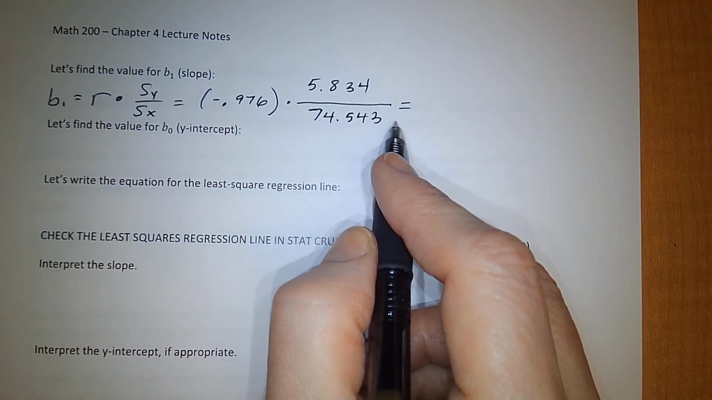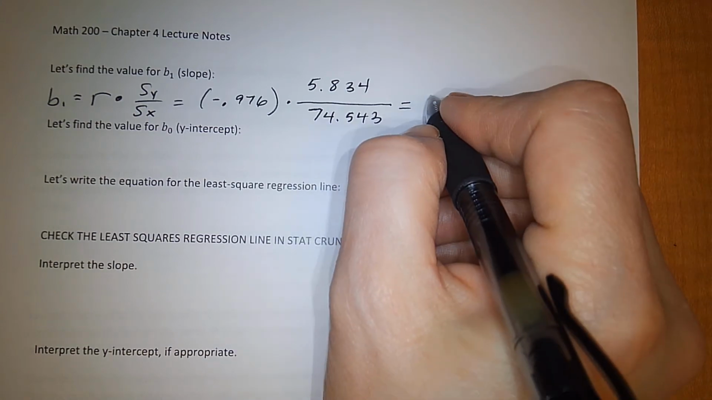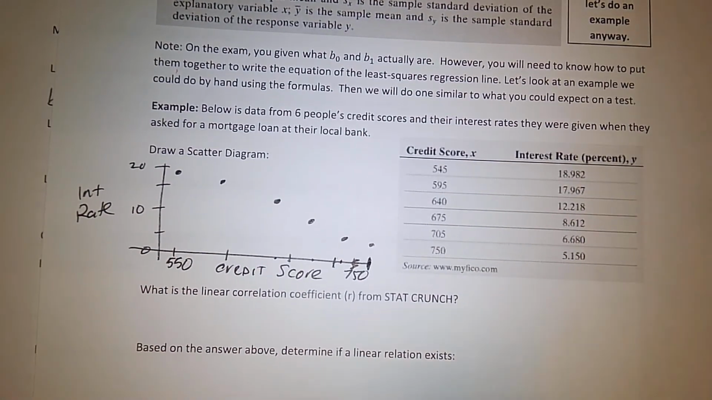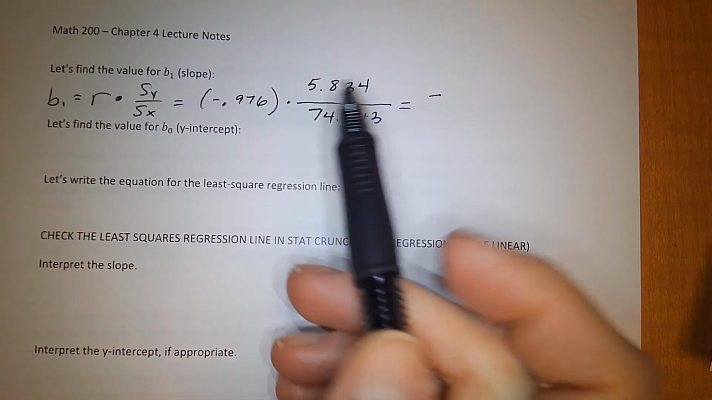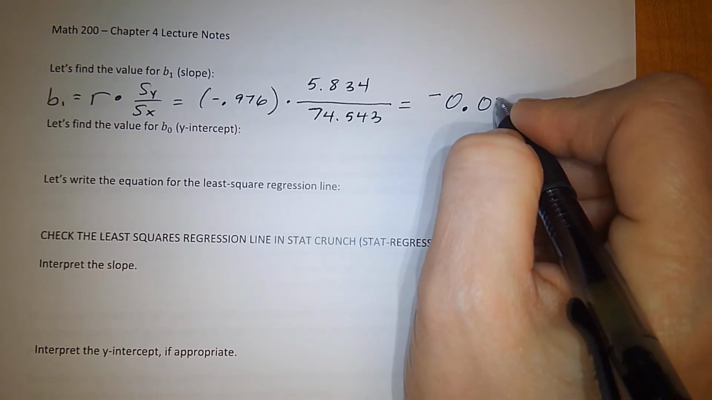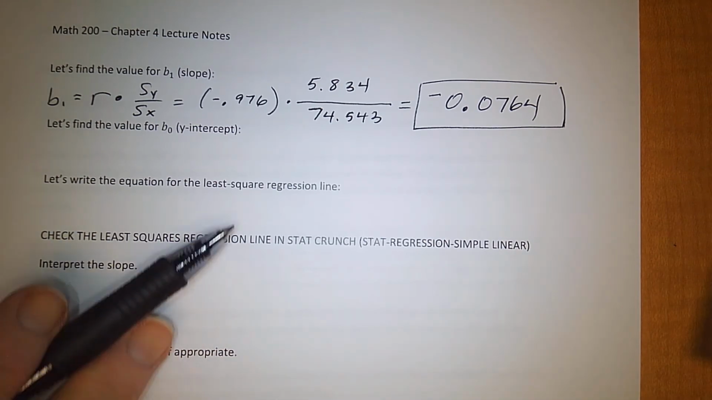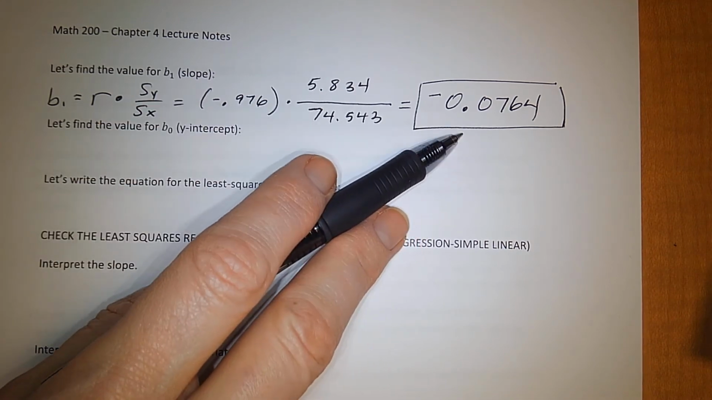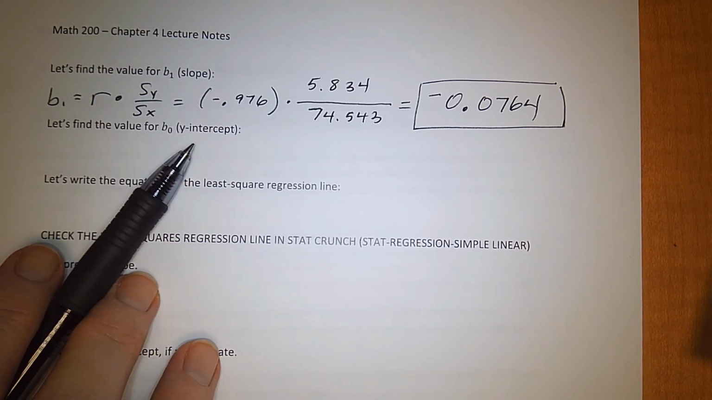if we plug all of this into our calculator, we can then find B1, which is the slope of the line. We are expecting a negative value because remember from our picture on the previous page, it definitely had a negative relationship. So our slope is definitely going to be negative. So when I put all of this into my calculator, I'm going to get a slope of negative 0.0764. And at any point during these lecture notes, you should be pausing, finding these numbers, calculating them yourselves, not just writing them down.